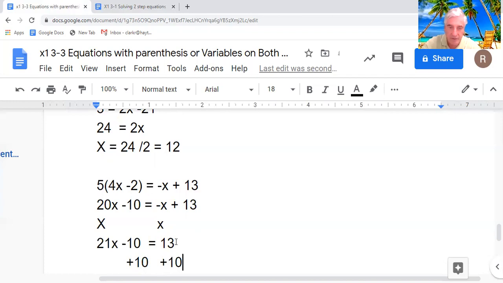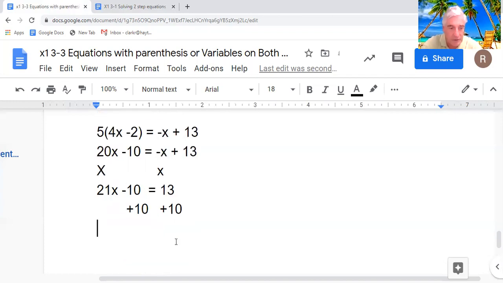Plus 10, which gets me 21X equal 23. So X is equal to 23 divided by 21. In this class, we're going to leave that. If it reduces, reduce it. But 21 divided into 23 comes out some 1 point something. I don't care about the something. We don't need a decimal. Now, if you're on a calculator, you can give me the decimal.